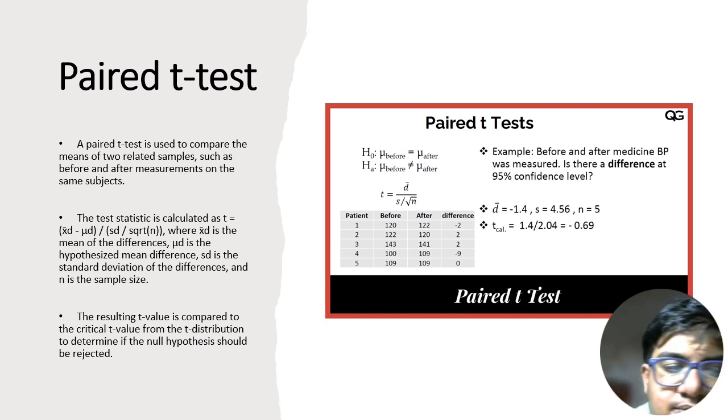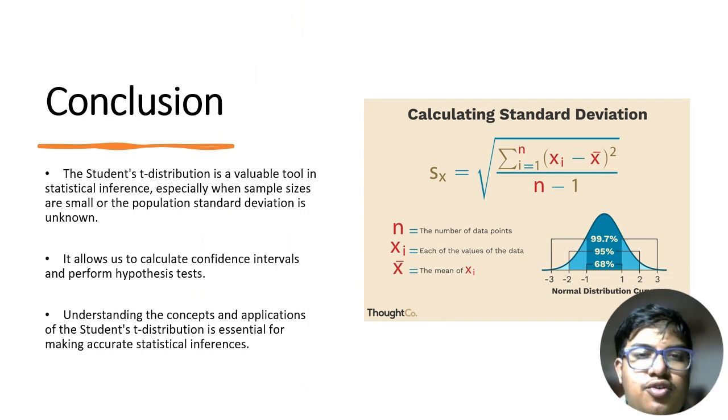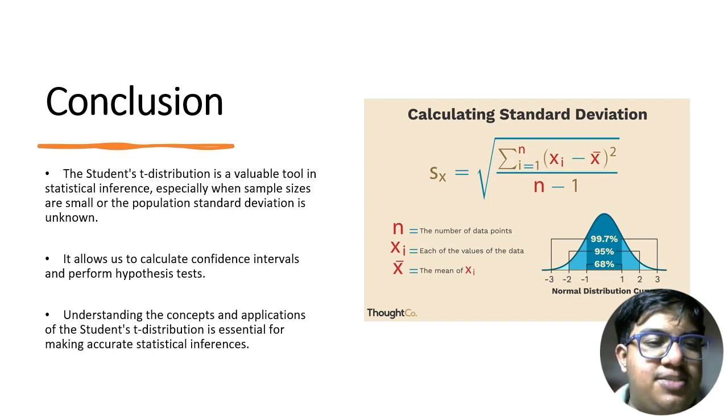So let's move on. In conclusion, the Student's t-distribution is a valuable tool in statistical inference, especially when sample sizes are small or the population standard deviation is unknown. It allows us to calculate confidence intervals and perform hypothesis tests. Understanding the concepts and applications of the Student's t-distribution is essential for making accurate statistical inferences.